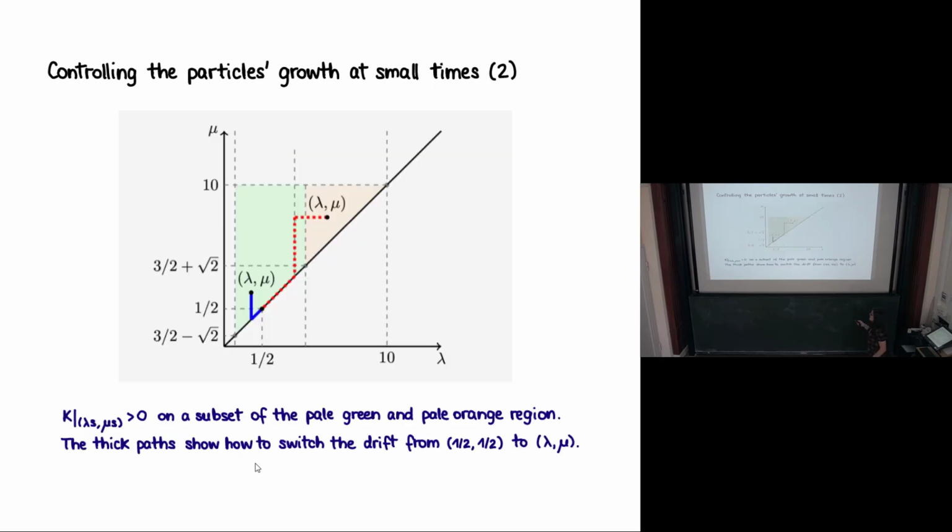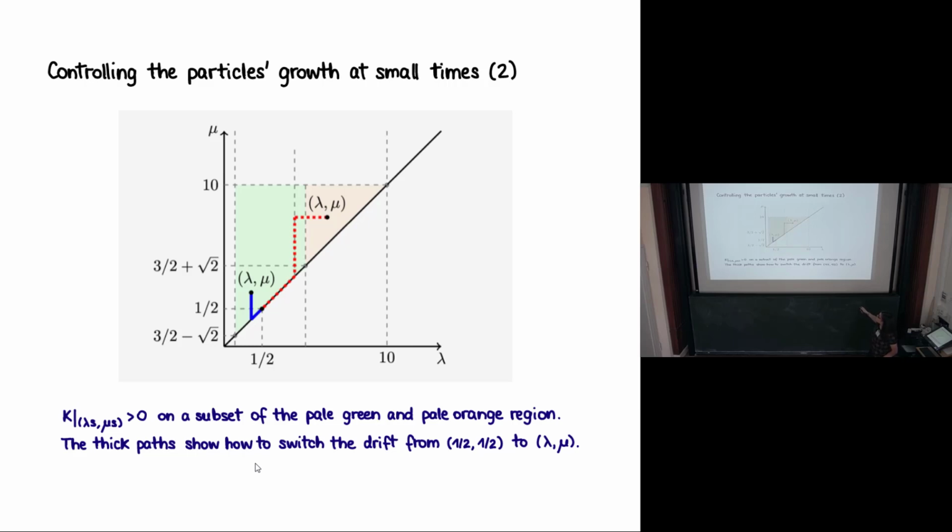And this is a very nice trick. So what you can show is summarized in this picture. So (lambda, mu) is going to be one possible value that the drift of F takes at small times. So think of it as the derivative of F at the origin. So what we know is that the functional K evaluated at F is positive at all times.